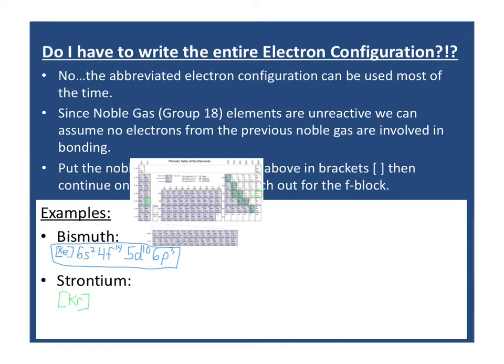Alright. I have to go after Kr. The next orbital right here, the next little orbital in parentheses is 5s. And strontium is the second element in 5s, and my abbreviated configuration for strontium is Kr in brackets 5s2. And that is all you have to do for abbreviated electron configuration. All right, we're going to move on to the second slide.